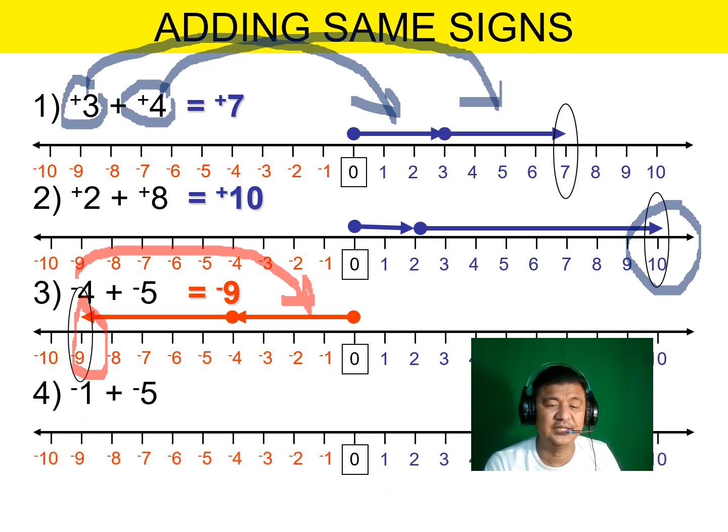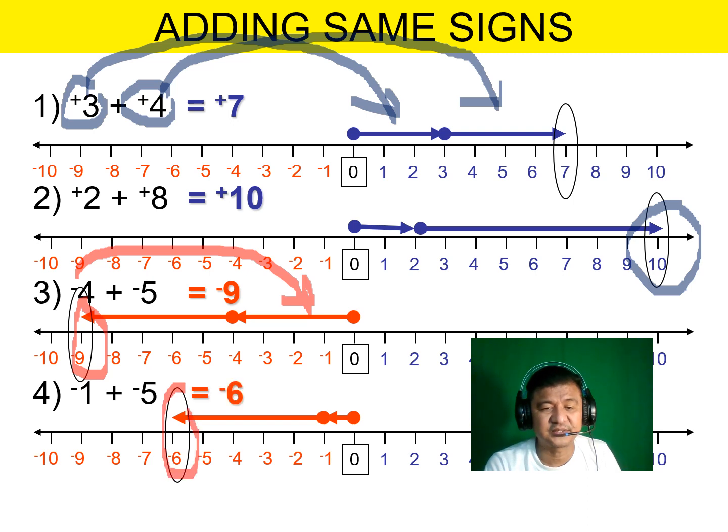For the next one, negative 1 goes to the left again, plus a negative 5. 1, 2, 3, 4, 5. We are now at negative 6. The answer is negative 6. Look for the patterns now, guys. How do you add integers of the same sign, both positive and both negative? Think of your generalization, or write it in the message board or in the chat room.